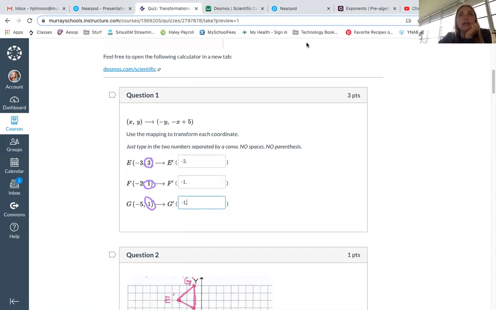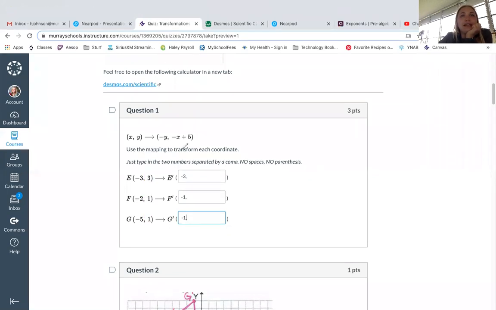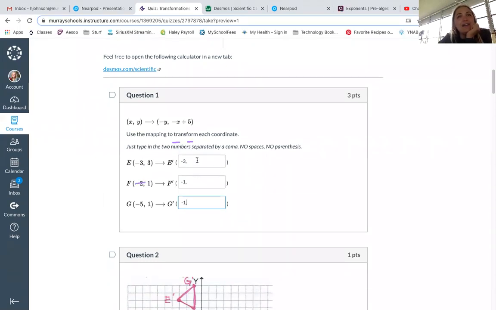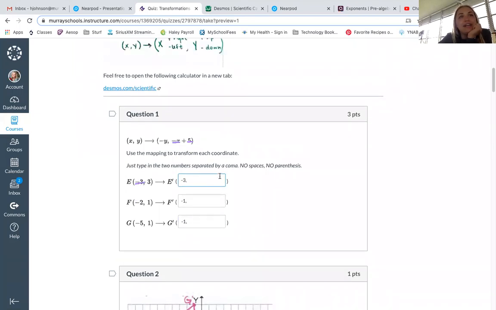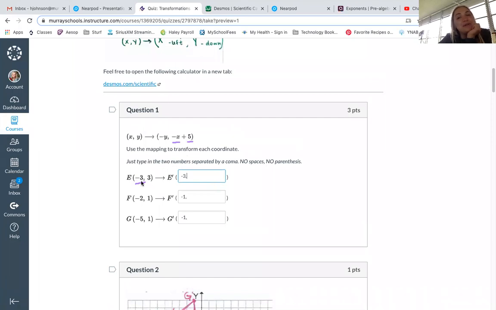Okay, so now let's talk about the x values. You'll notice the x values told us to change the sign of x and then add 5. So I've got to change this and then add 5. So if I change that from a negative 3 to a positive 3, I get positive 3, and then adding 5, I get 8.